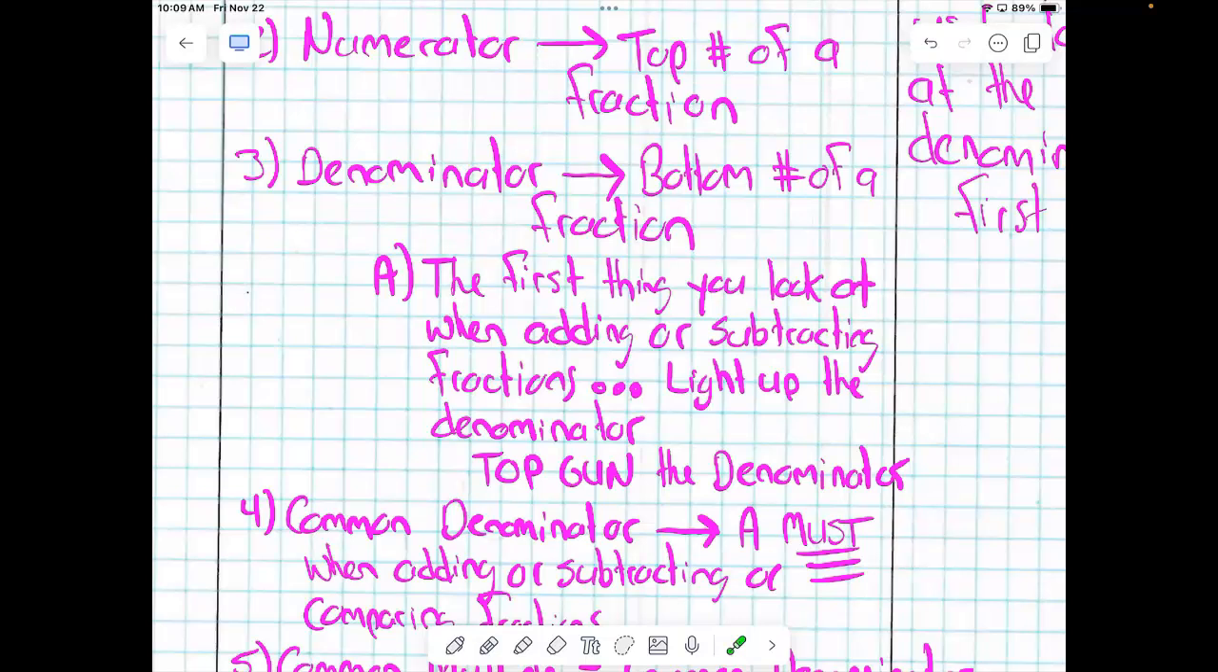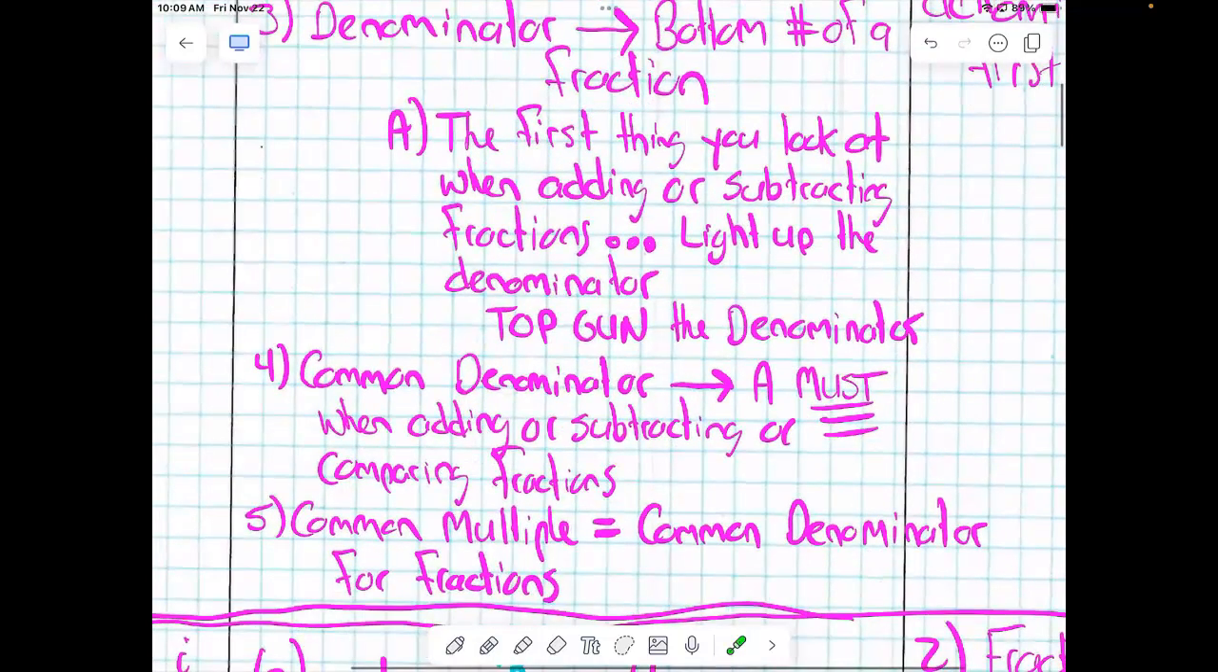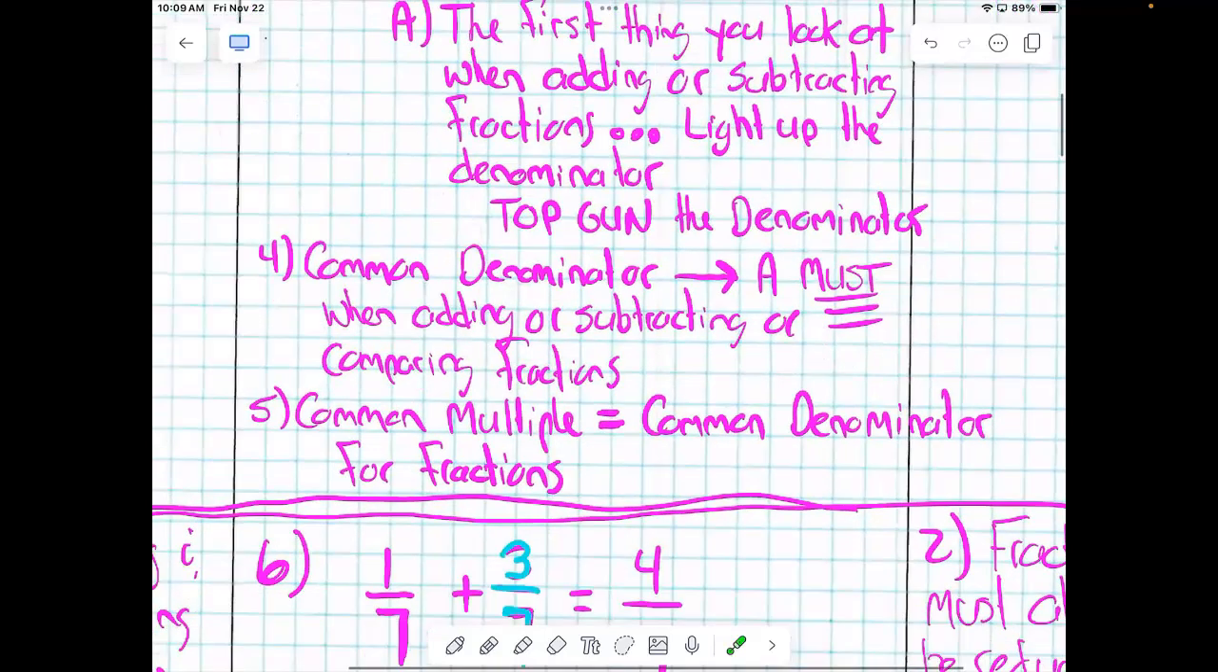We Top Gun the denominators. We look at them first. You guys remember my story about lighting up the lady in the movie? Yes. Okay, good. What's another name for a common multiple? Common denominator. Okay.